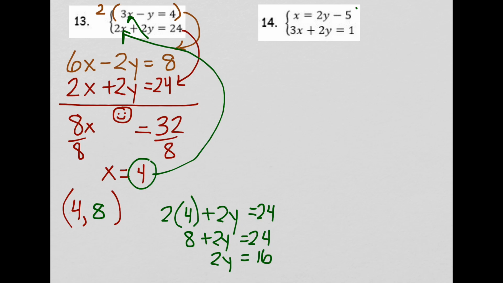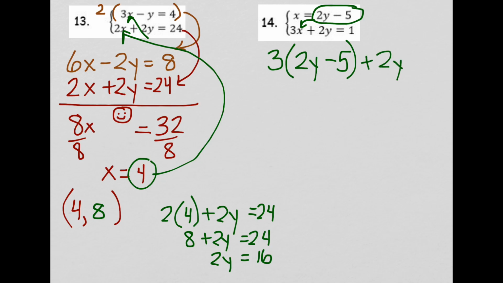Okay, number 14, solve by substitution. So I'm going to substitute x equals all that stuff. I'm going to replace x in the second equation with everything that it equals, 2y minus 5, so 3 times 2y minus 5 plus 2y equals 1. It's so important to use parentheses when you substitute so you can remember to distribute. So now I get to distribute, which is multiplying everything in those parentheses by the number out front.